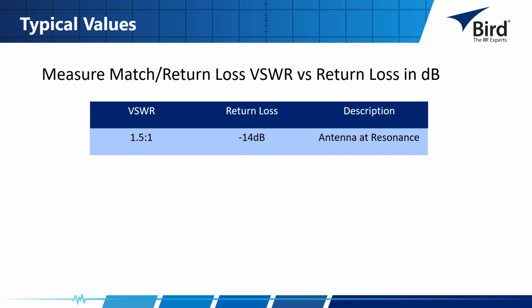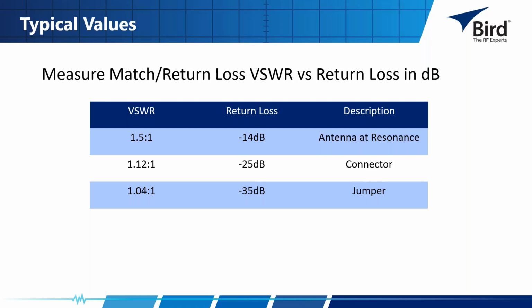So, some typical values to remember, and this will become apparent a few more slides coming up. An antenna at resonance, typically the manufacturer will specify them at 1.5 to 1 VSWR or negative 14 dB on the return loss scale. Typically, a connector will come in at 1.12 to 1 VSWR or negative 25 dB on the return loss scale.